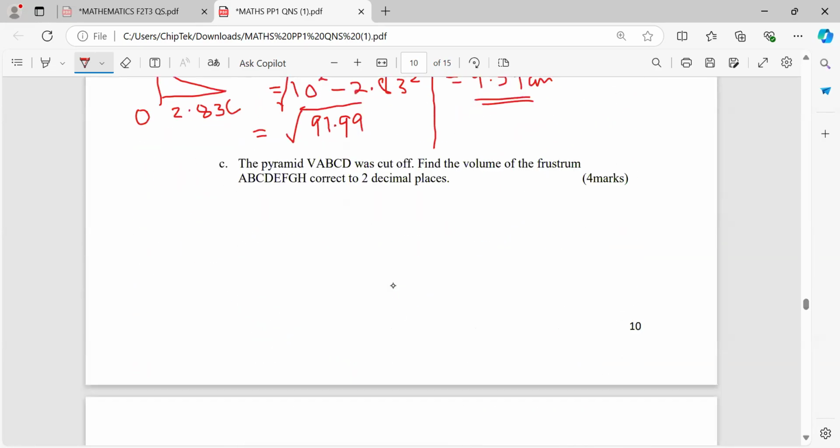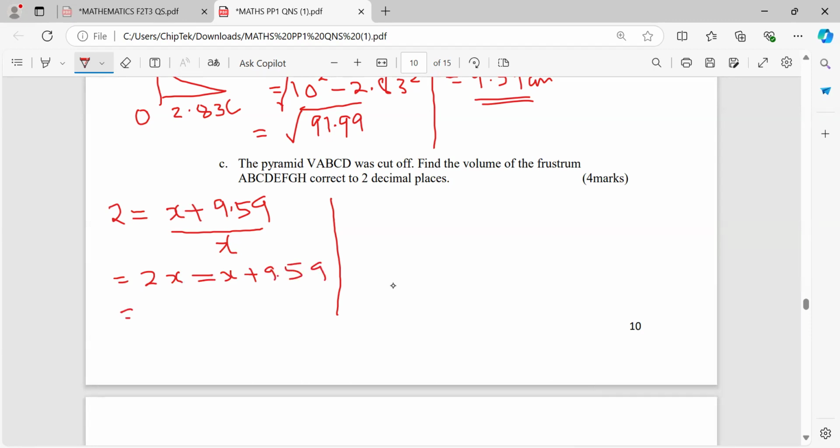So hivyo. Sasa perpendicular height ya smaller pyramid tunajua ni 9.59. We don't know the perpendicular height ya larger pyramid. So tunajua that linear scale factor ni 2. Okay, so tutachukua ile x ambao ni height ya frustum, we add to the height ya smaller pyramid, ndo itakupa height ya larger pyramid. So divide by x, so itakuwa cross multiply 2 times x to x, that's 9.59.